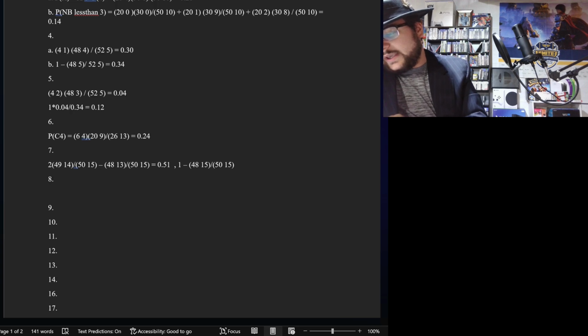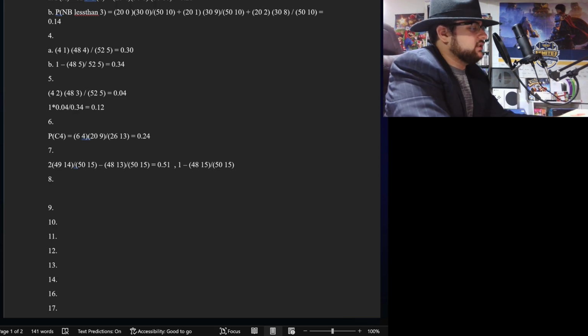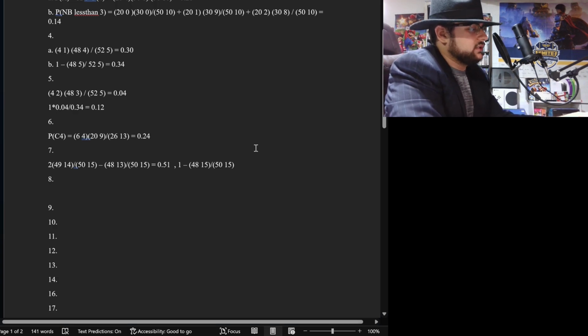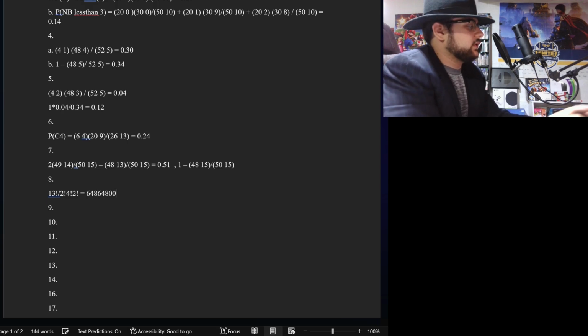How many ways can you arrange the letters in the word Massachusetts? All right, this one's uber easy. Uber easy, okay? And don't overthink it. You take 13 factorial over 2 over and then 4 and then 2. Get your calculator out, which is 6,486,480,0 0.